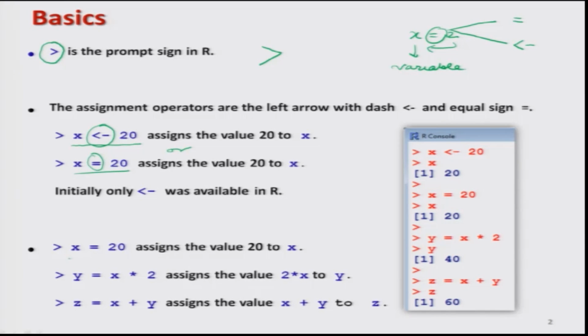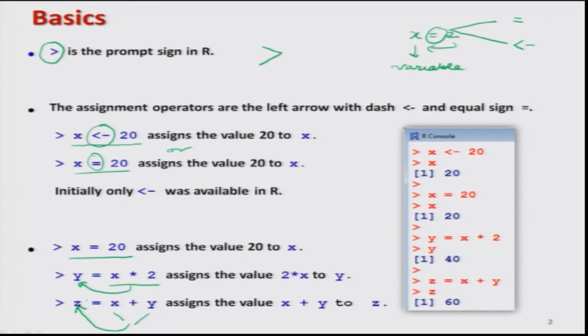Similarly, if I write here x equal to 20, this is going to assign the value 20 to x. Now, if I want to multiply the value of x by 2, I can write x into 2, and this value is going to be assigned to a new variable y. And now I want to add x and y, so I add x and y over here, and this outcome is going to be assigned to the variable z.